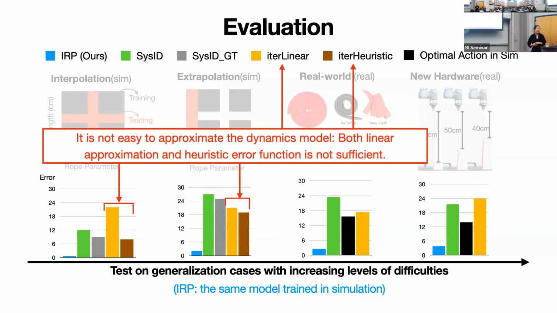Similarly, we also find that it's actually not very easy to approximate the dynamics model. We tried both the linear approximation and the heuristic error function, and they both show much worse performance, which justifies why we need to train a neural network to predict this delta dynamics. A linear model is not sufficient, at the very least.